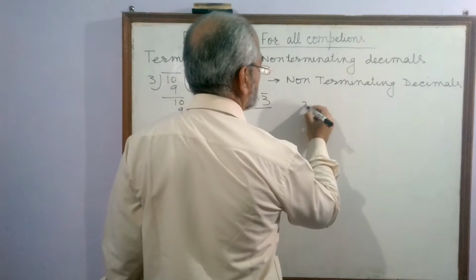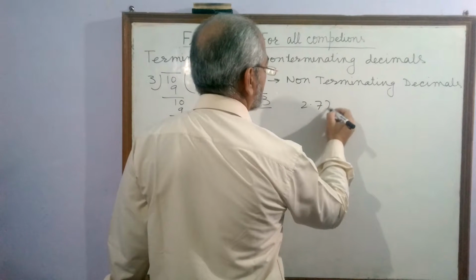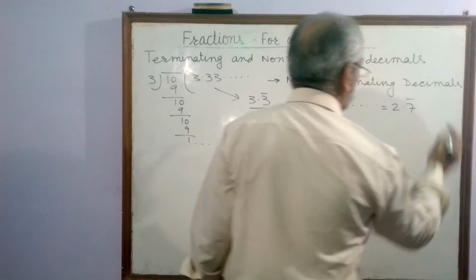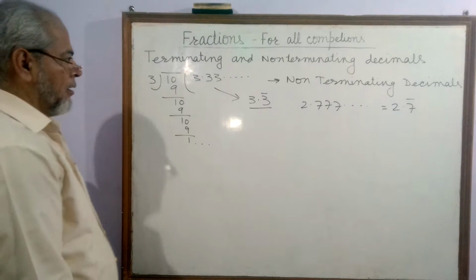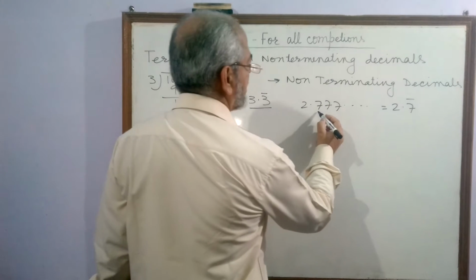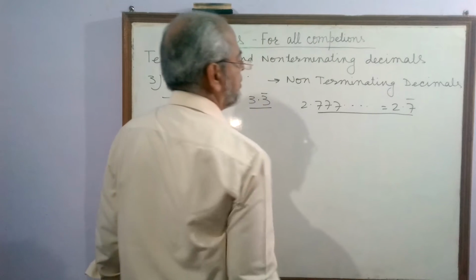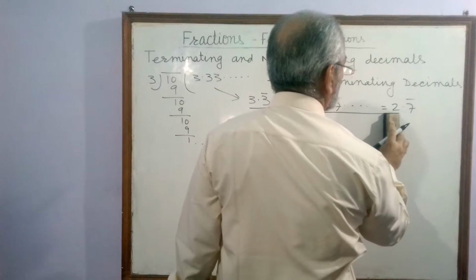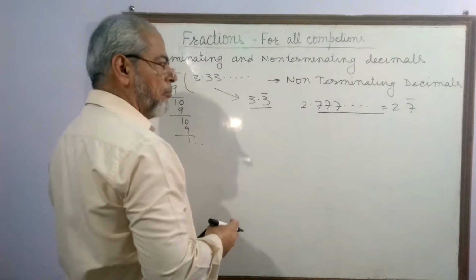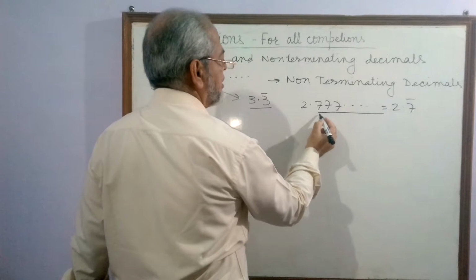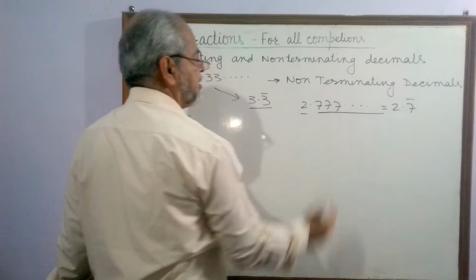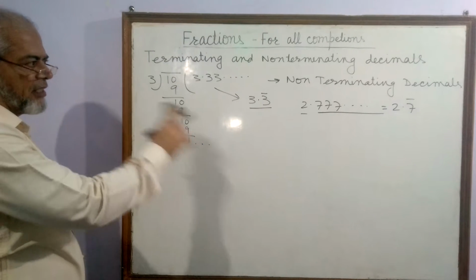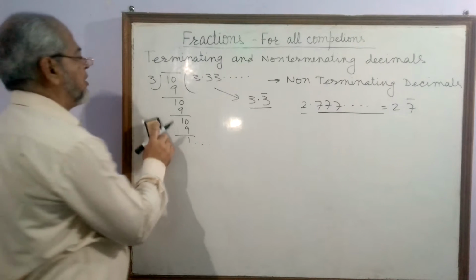Or suppose 2.777 and so on is represented by 2.7 bar. So this part is getting repeated and 2 is not repeating. So this is mixed decimal. One part is non-terminating and one part is simple digit.